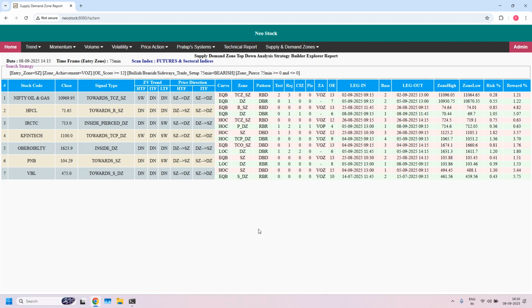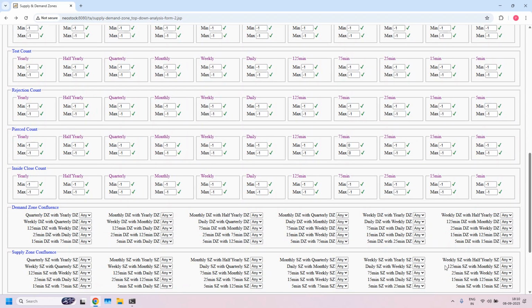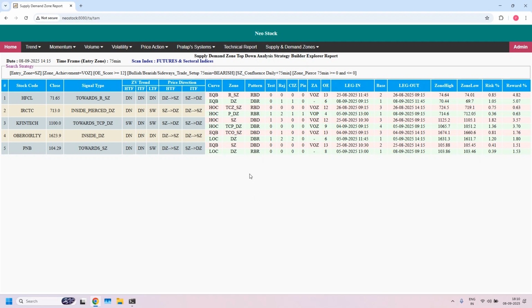First strategy is LTF and ITF supply zone confluence, and then ITF EMA confluence. So I am going back and applying zone confluence. That is supply zone confluence. That is 75 minute supply zone with daily supply zone. Confluence filter is enabled. And applying the filter, we got 5 stocks. In all the 5 stocks, these 75 minute supply zones are overlapped with the daily supply zone. And daily trend, that is ITF trend. Daily is ITF. Trend is downtrend in all the stocks.